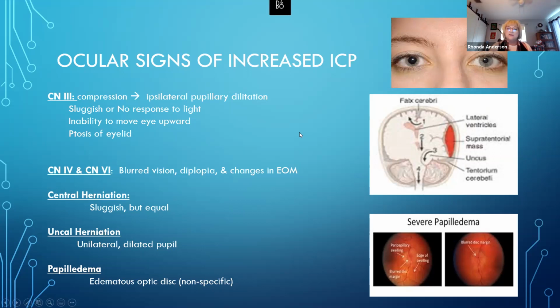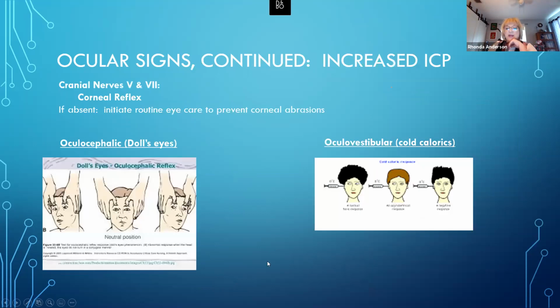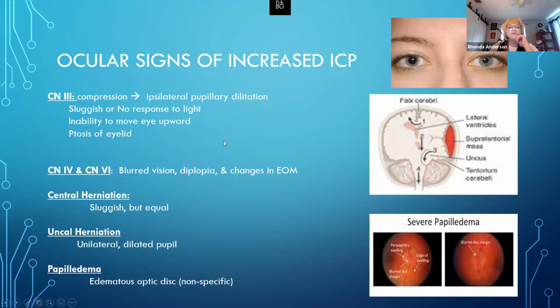This compresses the third cranial nerve. So now, remember your eyes are ipsilateral, so it will be on the same side as the lesion. So this is the patient's, we'll say, left side. So the left eye would be dilated and sluggish to react. You may also see inability to move the eye upward, and you may see ptosis or sagging of the eyelid. With 4 and 6, patients will have blurred vision, double vision, diplopia, or changes in their ability to do their EOMs.